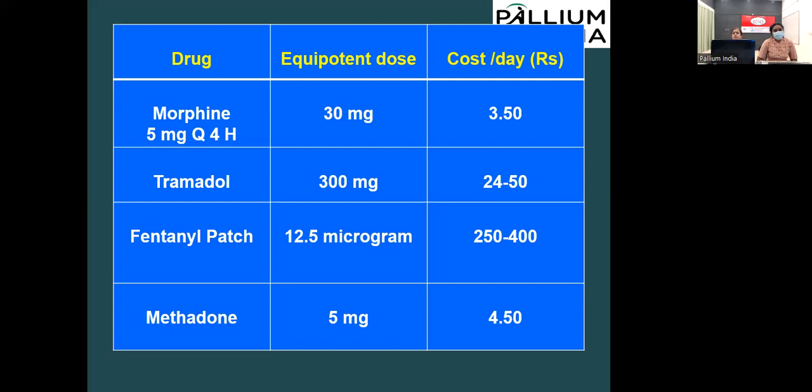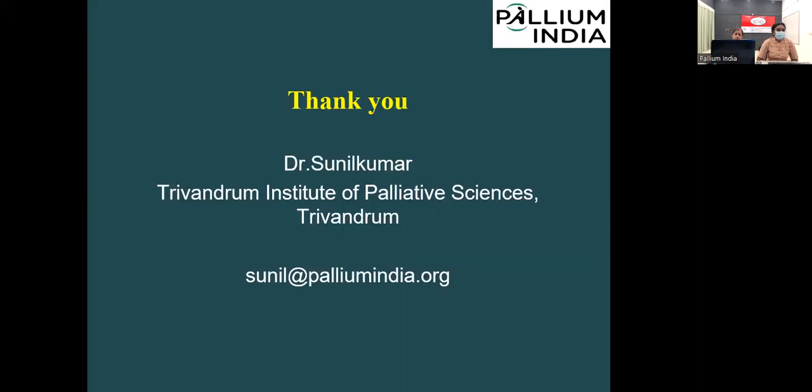250 to 400 rupees for one patch. Some patches, Durogesic company patches, cost around 600 or so. This is the average rate. And there is another drug which we have not mentioned yet, that is methadone. Methadone is another cheaper drug, 5 milligram methadone costs only 4 rupees. So this is what we need to think about when you prescribe patches or tramadol to patients.